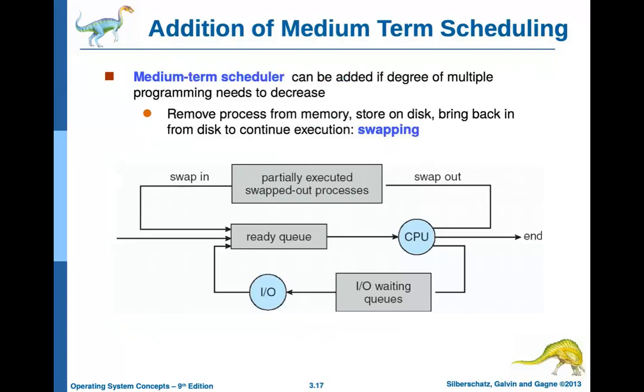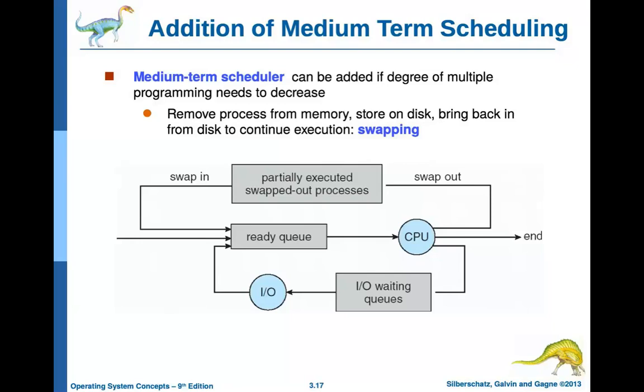Now here we want to talk about the medium-term scheduler. The medium-term scheduler can be added. See, why the words 'can be added'? Because as I already mentioned, even the long-term scheduler is not mandatory. The only mandatory thing is the short-term scheduler. But whenever you need to decrease the degree of multiprogramming, decrease, I am saying. Now you may wonder here, why decrease it? Why decrease it?